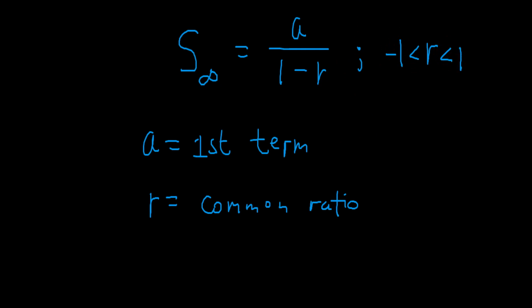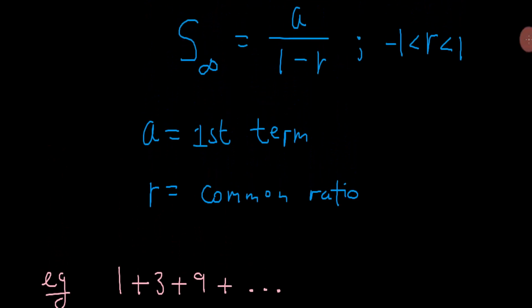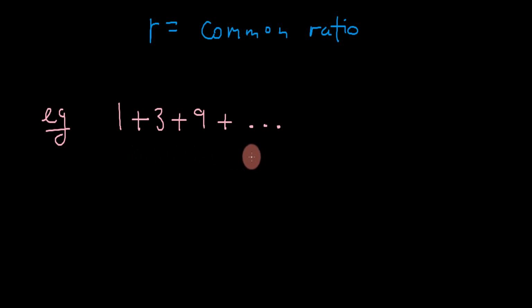Let's take one or two examples. So let's take the series 1 plus 3 plus 9 plus and so forth. It's an infinite series because there's no last term. And the common ratio here, of course, is 3. Now, before we can apply this formula to work out the sum to infinity, we need to check whether this is convergent. In other words, whether this is a convergent series.